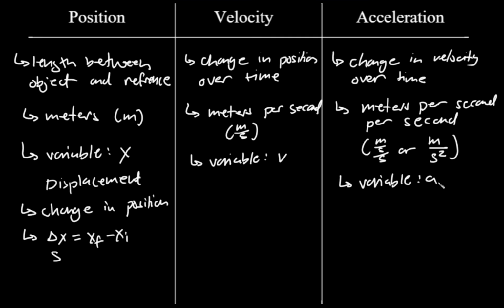One thing you might notice about all these, again, is that they're all vectors. This is important because it matters if they're in the positive direction or the negative direction. And remember that you define that direction. Now let's move on to the basic graphing relationships between them.